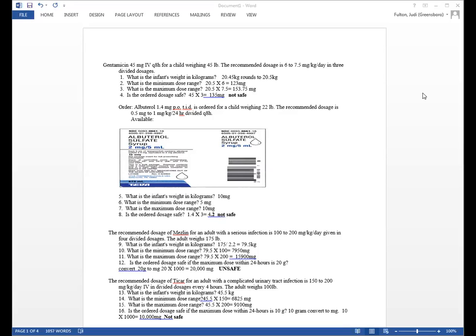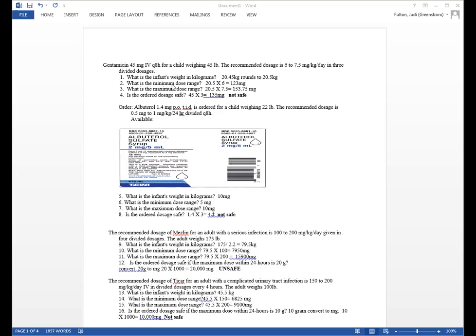We'll start out with a simple one, y'all know what this is. It is a pediatric dosing. So we have gentamicin 45 milligrams IV every 8 hours for a child that weighs 45 pounds. Recommended dosage is 6 to 7.5 milligrams per kilogram a day in 3 divided doses. So the first thing we want to do is convert the infant's weight to kilograms, correct? So we divide by 2.2, which gives us 20.45. We'll round that to, remember, the tenths place, so we get 20.5 kilograms.